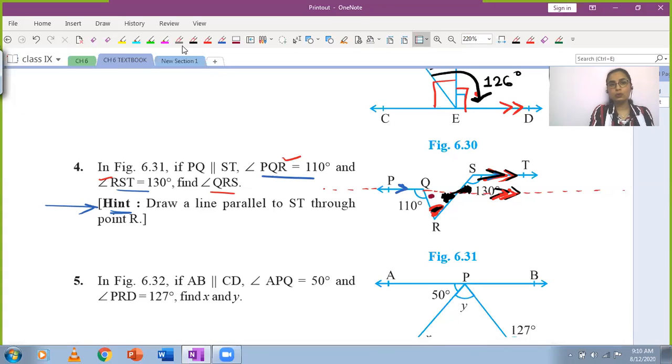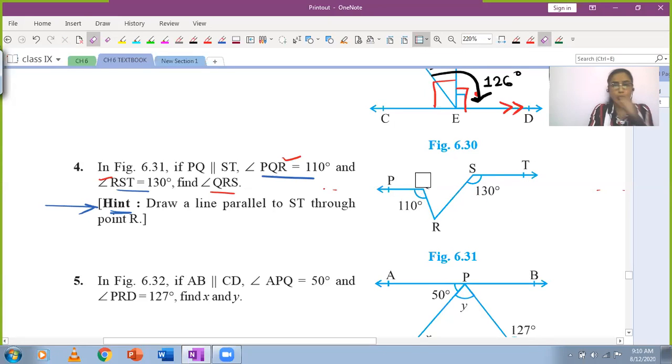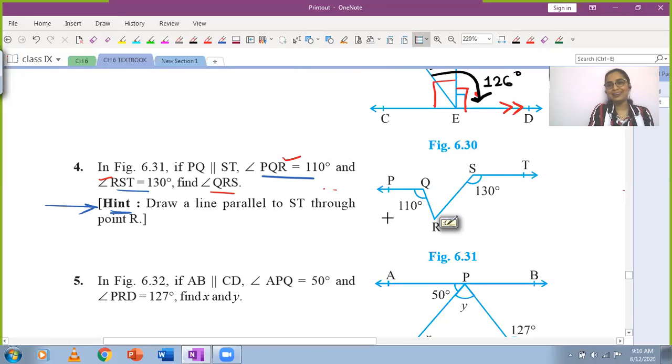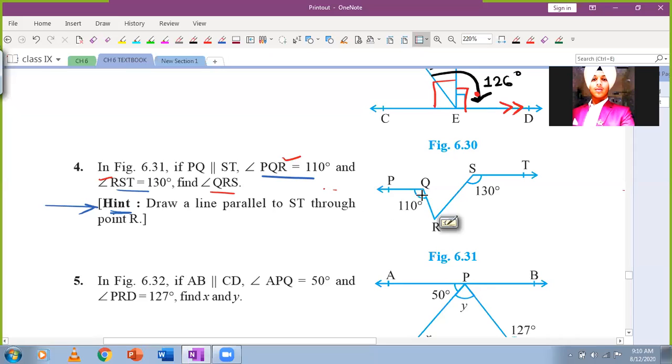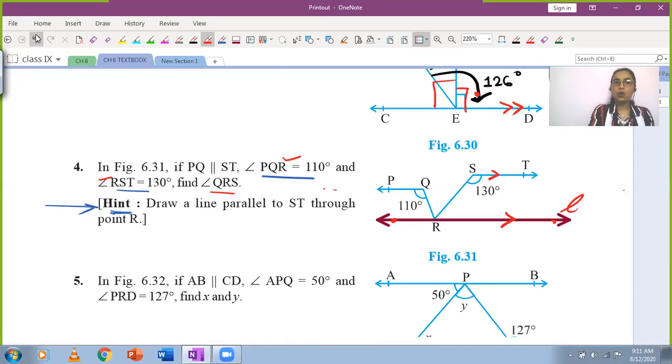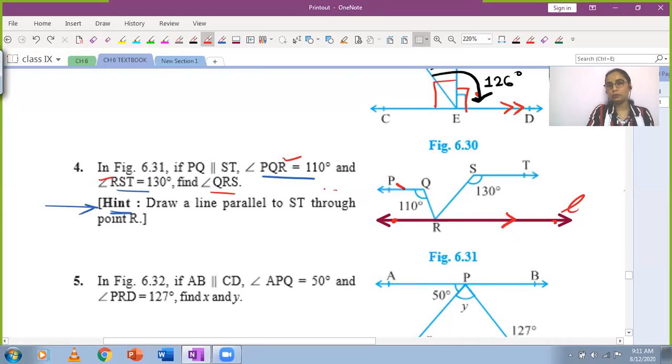The other way is the clue that's given to you. It will actually make the question easier if you use the clue. Draw a line through R, parallel to the pair which is parallel. Just draw a line through here, and this can be used to solve the question. You can name this line L, and it can be taken parallel to either ST or PQ.